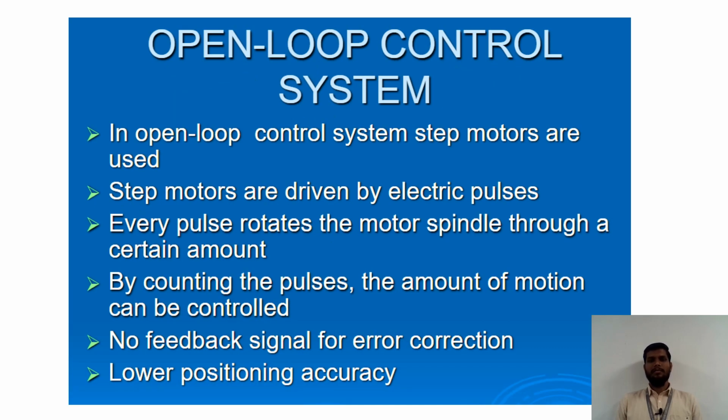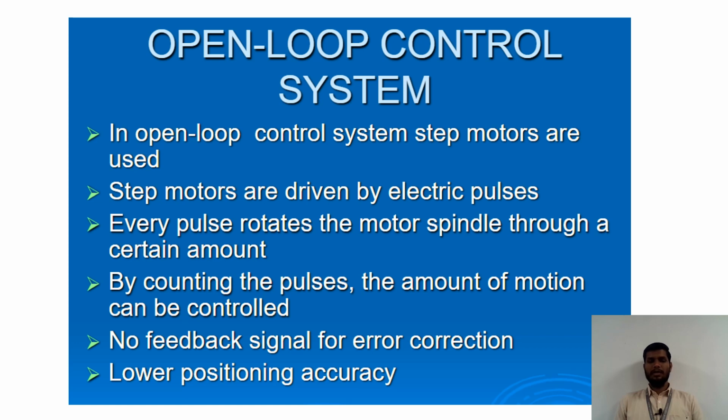Open loop control system. In open loop control system, step motors are used. Step motors are driven by electric pulses. Every pulse rotates the motor spindle through a certain amount. By counting the pulses, the amount of motion can be controlled. No feedback signal for error correction. Lower positioning accuracy. So, the open loop control system do not have a feedback mechanism.